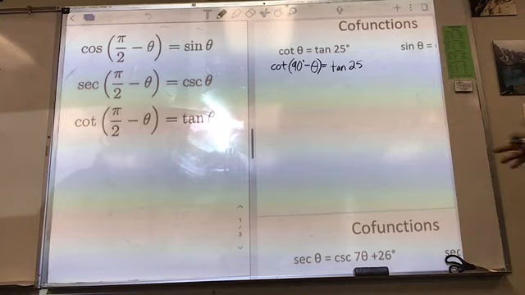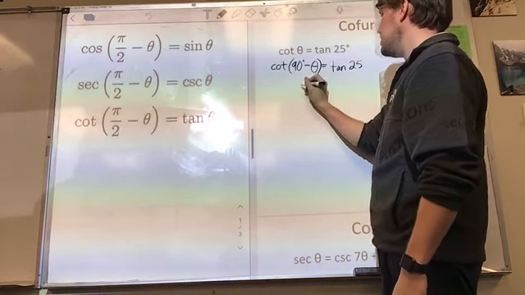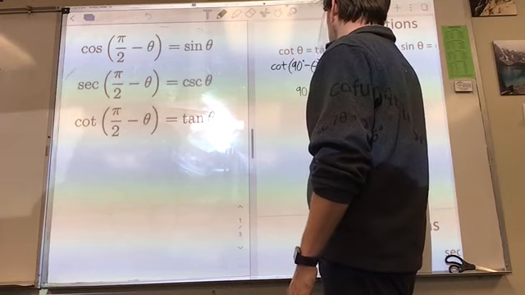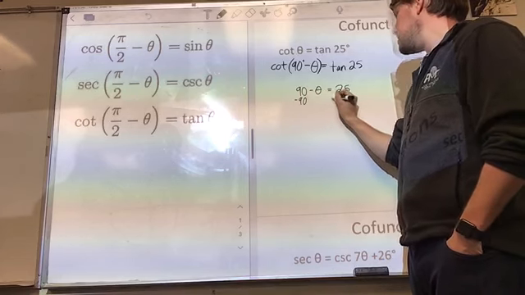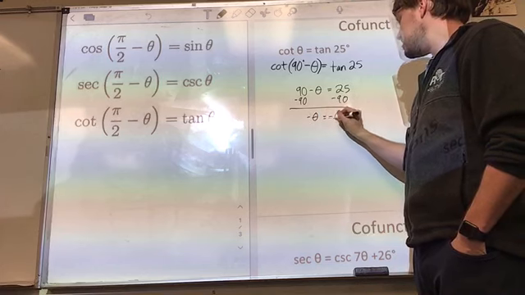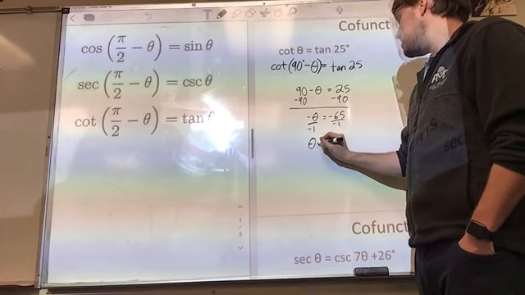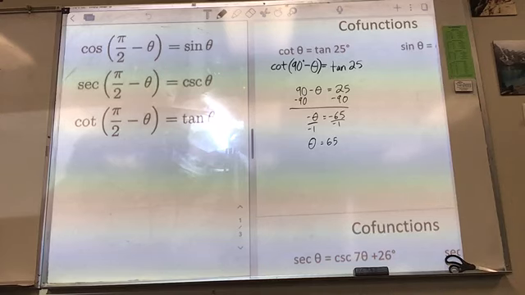Okay? What that shows us is that if these are cofunctions, that means that these are going to be complementary. So 90 minus theta equals 25. Minus 90 minus 90. Negative theta equals negative 65. Divide by negative 1, or just switch your symbols. Theta equals 65. Okay, but what you need to remember is that they're complements of each other. They complement each other, they get to 90.